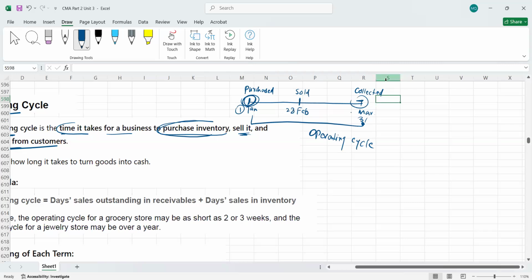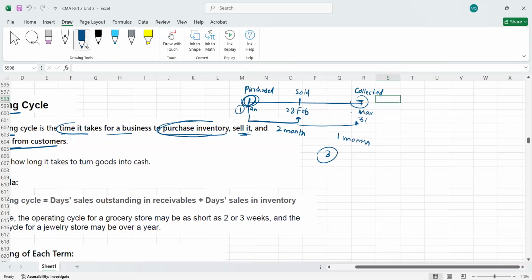Now we need to understand how it works when we calculate the operating cycle. From January 1st till 28th February, almost 2 months, we kept the inventory. You can say we stored the inventory. Then from the end of February till 31st March, almost 1 month, we took to collect the cash from the customer. So this is a 1 month period. In total, how many months did we take? 3 months. So these 3 months are your operating cycle.